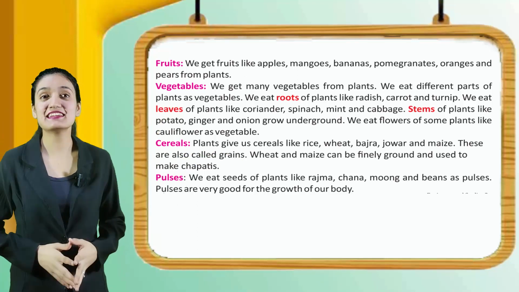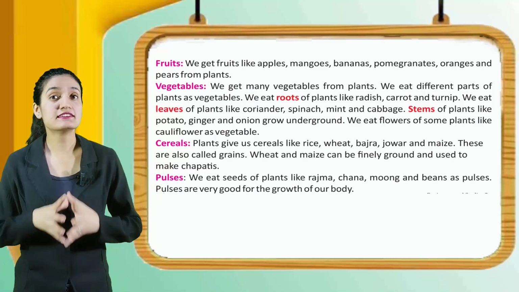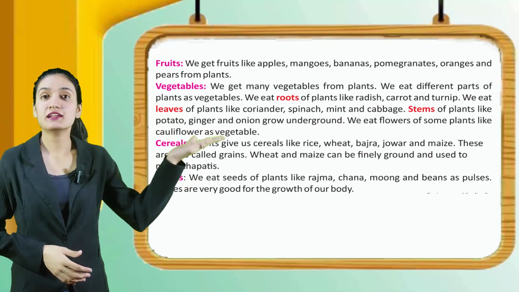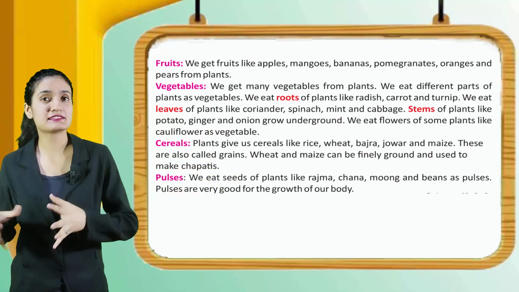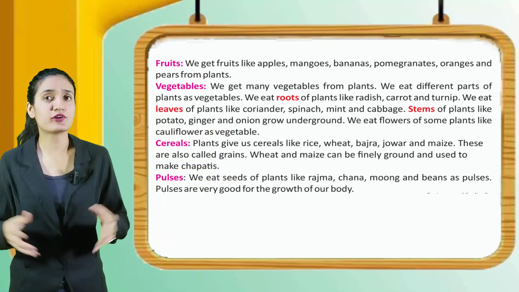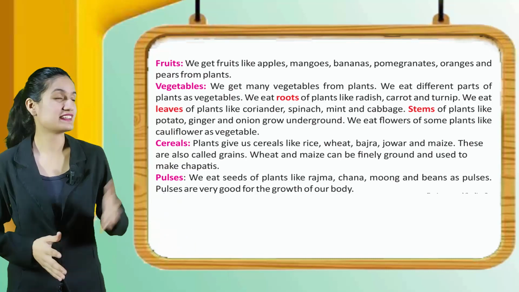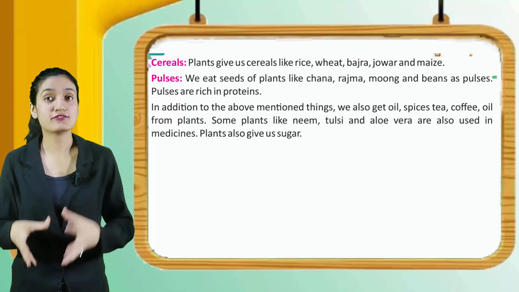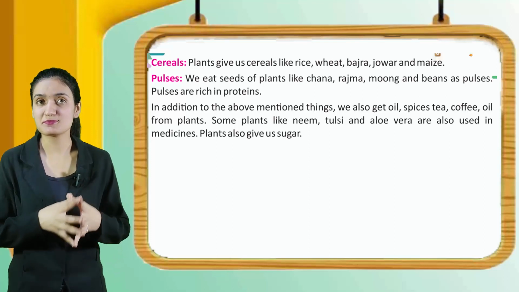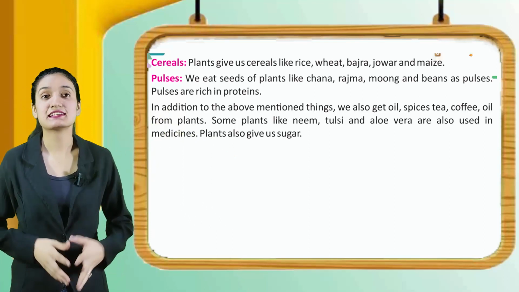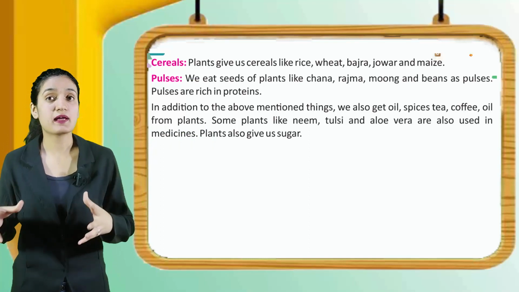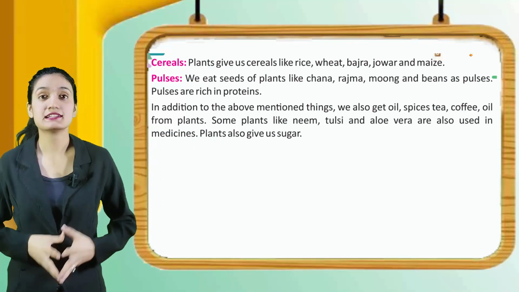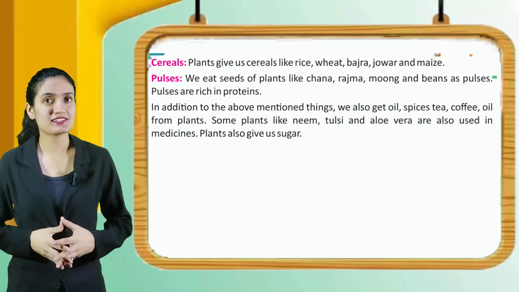Okay, let's see. Pulses. We eat seeds of plants like rajma, chana, moong and beans as pulses. Pulses are very good for the growth of our body. Pulses are rich in protein.